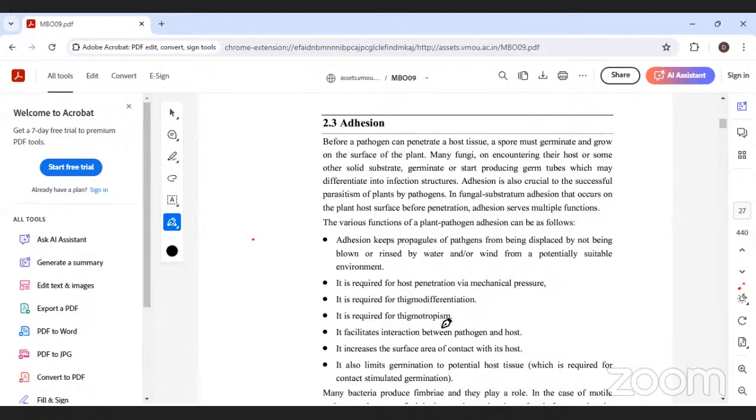One is adherence. Before a pathogen can penetrate a host tissue, a spore must germinate and grow on the surface of the plant. Many fungi adhere to their host or some other solid substance, germinate, and start producing structures for successful parasitism of the plant by the pathogen.